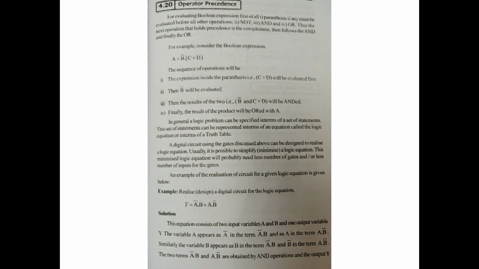For example, consider the Boolean expression a plus b bar dot brackets c plus d close. The sequence of the operations will be: the expression inside the parenthesis, that is c plus d, will be evaluated first. Then b bar will be evaluated. Then the result of these two, that is b bar and c plus d, will be ANDed. Finally, the result of the product will be ORed with a.